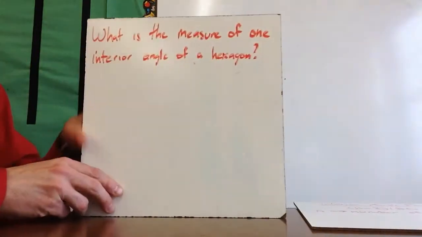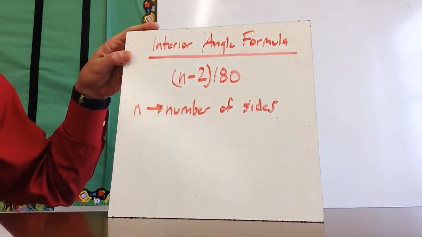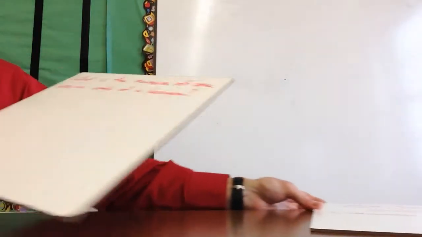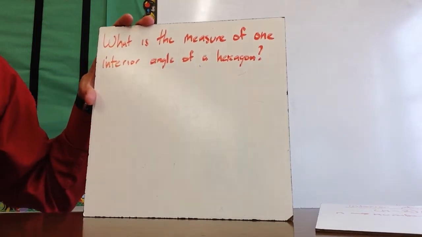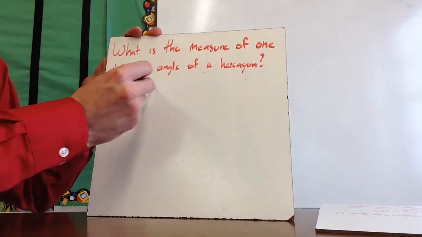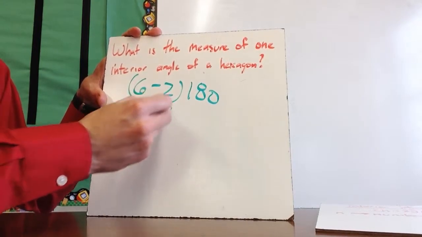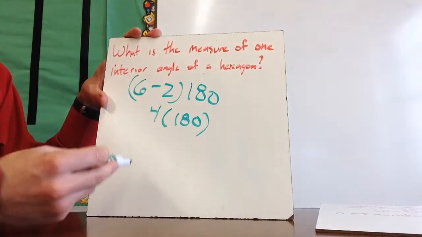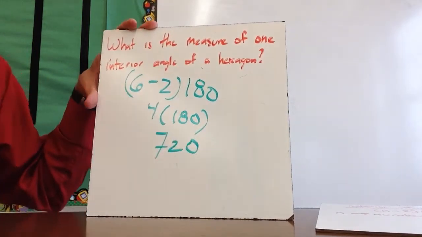Alright, let's take a look at a problem like this one. What is the measure of one interior angle of a hexagon? So we're going to end up using this formula. But remember, this formula is going to tell us how many total degrees are inside the hexagon. And this one, we want to know how many in one angle of a hexagon. So a hexagon has 6 sides. So I'm going to go 6 minus 2 times 180. So this is 4 times 180. So I know that there are 720 degrees inside of a hexagon.